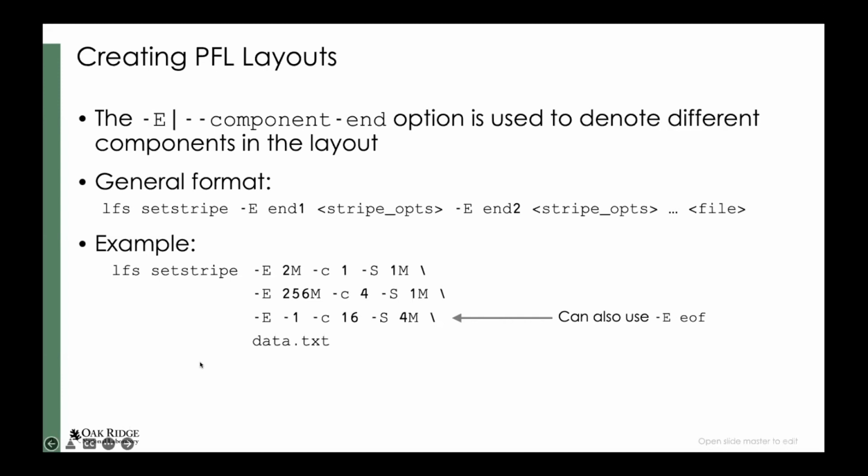So in this example that would correspond to that previous diagram, you'll see that we have the first component -E at 2 megabytes, and we set the stripe count to 1 and a stripe size of 1 megabyte, and then we set the next component to end at 256 megabytes. And for the last component that covers the remainder of the file, you can use -1 to specify the end of file, or you can also use just EOF to indicate the same thing. And the stripe options that you specify for each component should be all of the same sort of options that you can specify on a normal layout as well.